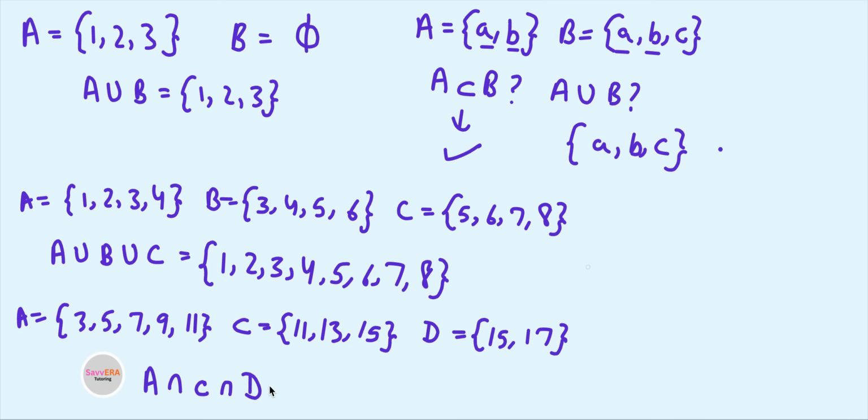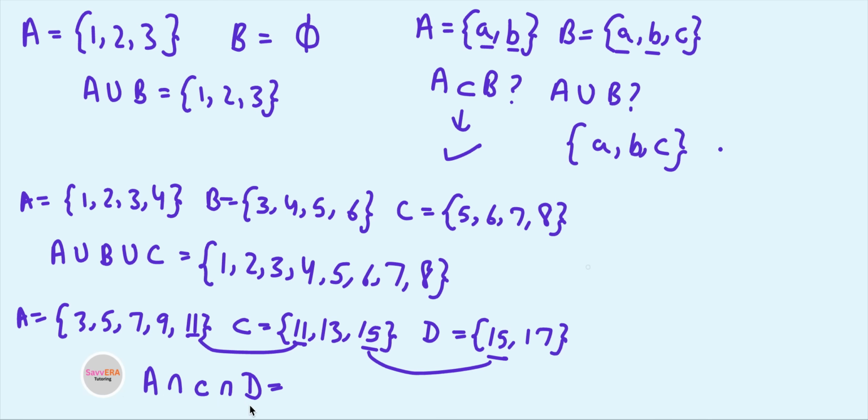So for this one, if we look at A intersecting C, we just have 11 that is common in both A and C. And then that intersecting D, and only 15 is common between C and D. So this is common between these two, and this is common between these two. Okay, so it's like this. So there, but we are asked between A, C, D.